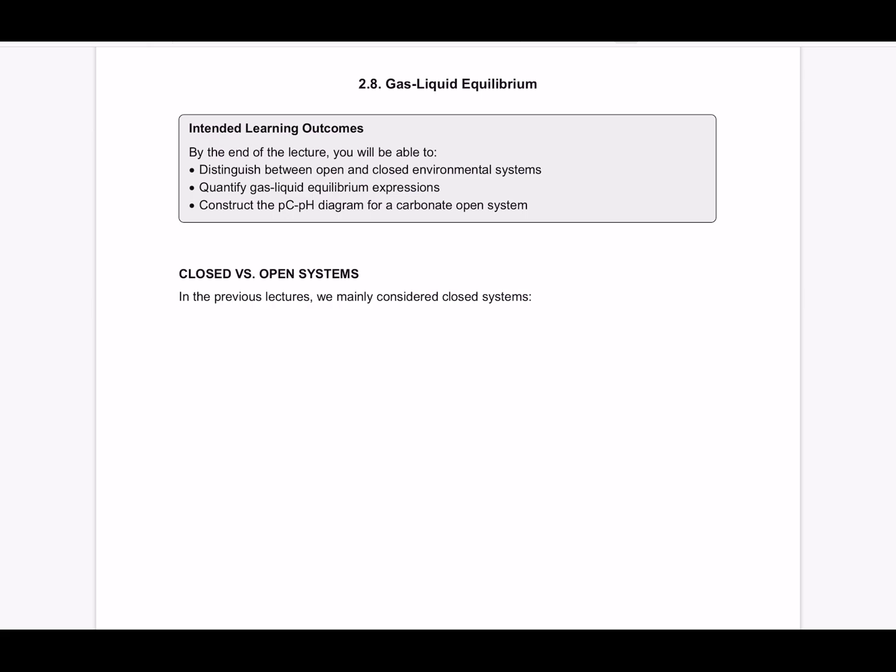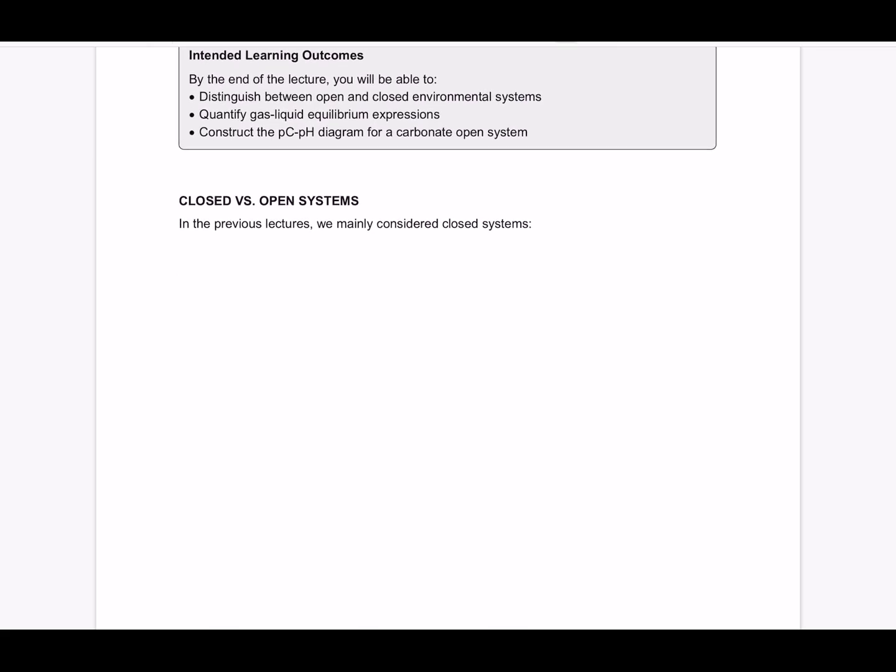A closed system means this mug as a system is not exchanging materials with the surrounding. But in this lecture, we're going to open it and expose it to the environment. So basically, it will interact in some way with the environment. This is the whole idea of the open system that we're going to talk about in this lecture. To be more specific, we described closed systems so far.